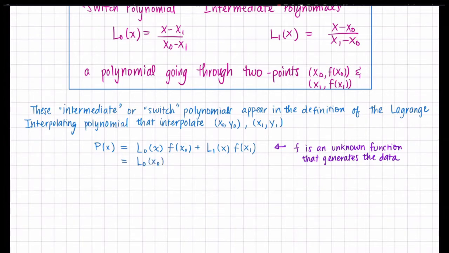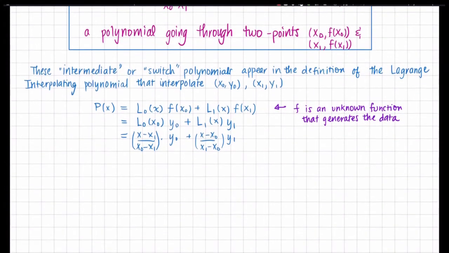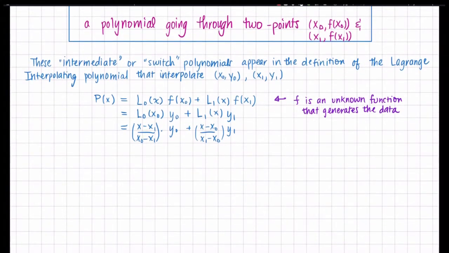Now remember, f of x naught is y naught, and f of x1 is y1, and so we get x minus x1 divided by x naught minus x1, the whole thing multiplied by y naught, plus x minus x naught divided by x1 minus x naught, the whole thing multiplied by y1. And you might already be thinking, how do you remember which subscripts go where? And I'll start telling you that.